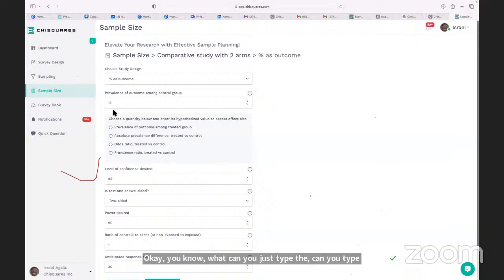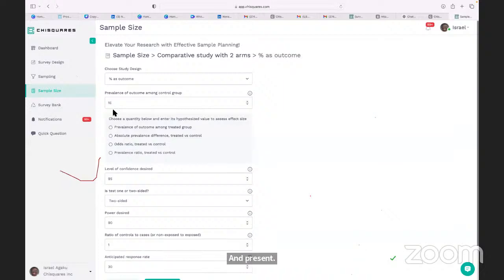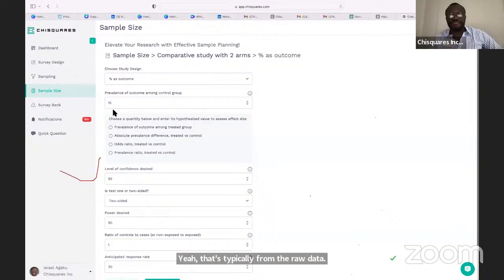The 15%. Where do you get it from? Is it from articles or from your raw data? Okay, the 15%. It can't be from your raw data because you are trying to calculate sample size to do the study, so you don't have the data yet, okay.